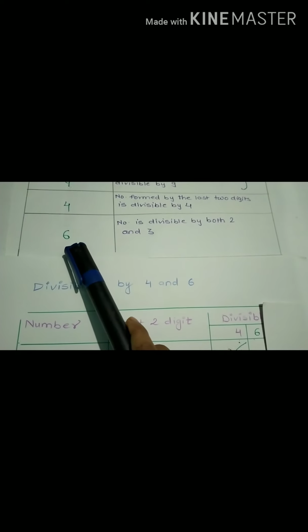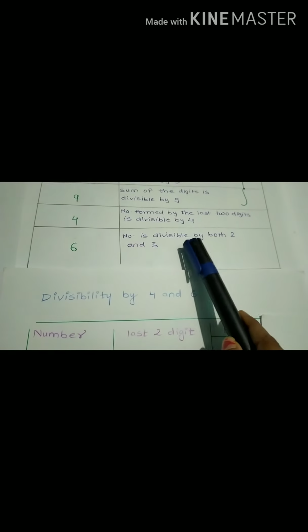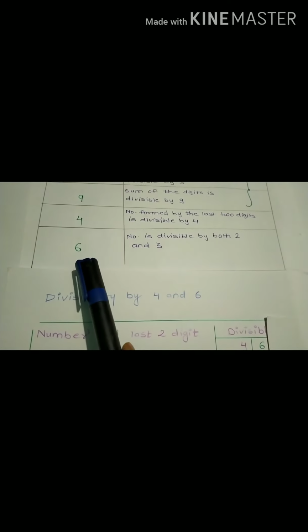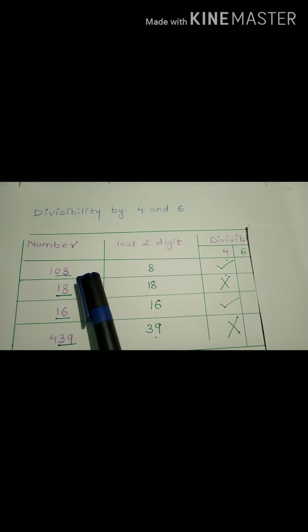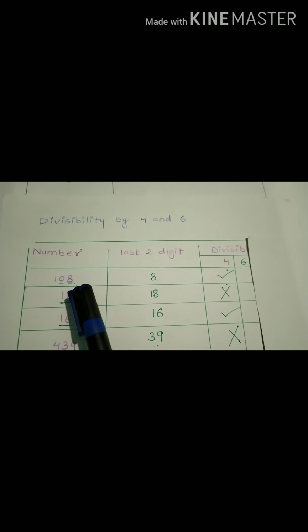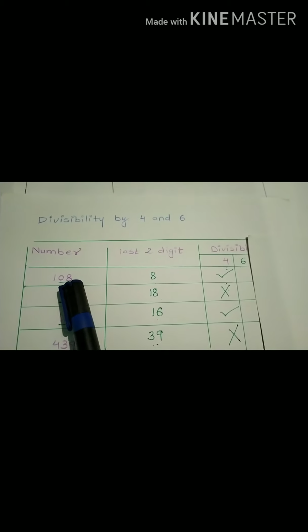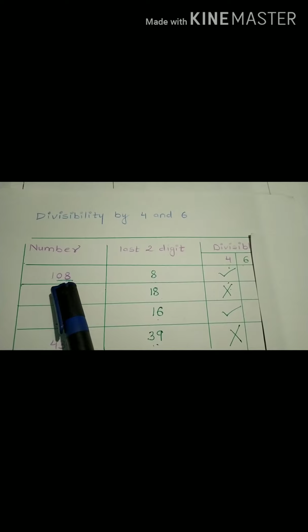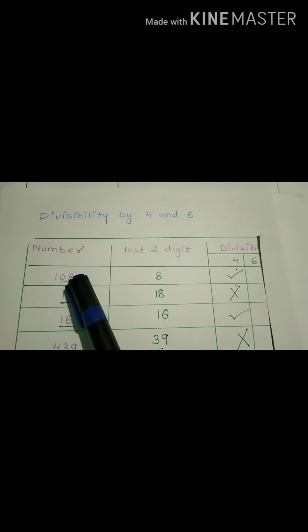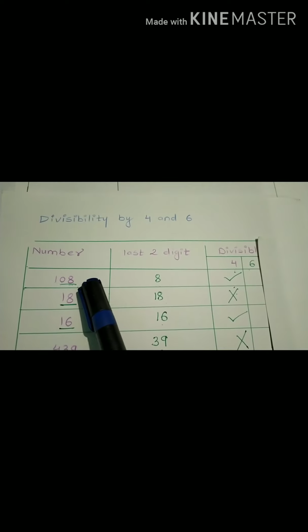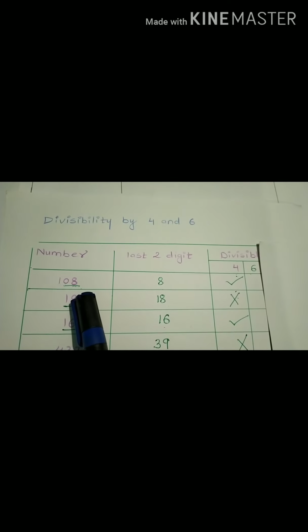Now, how to check the divisibility by 6? If the number is divisible by both 2 and 3, then that number is said to be divisible by 6. So I will take the same example, that is 108. We have to check divisibility by 6. So how to check? If that number is divisible by both 2 and 3. So first we have to check divisibility by 2 as well as 3. So in ones place 8 is there. That means the given number is divisible by 2.